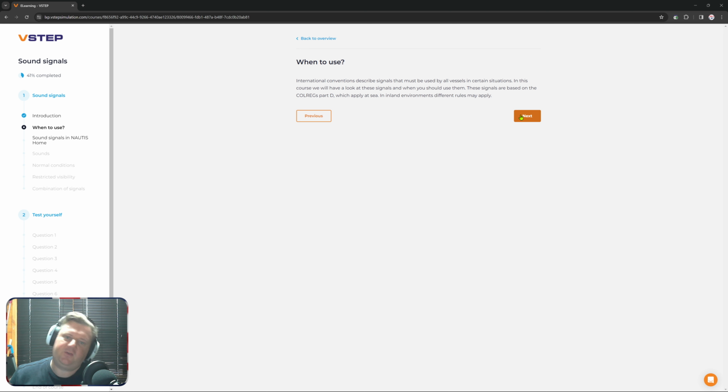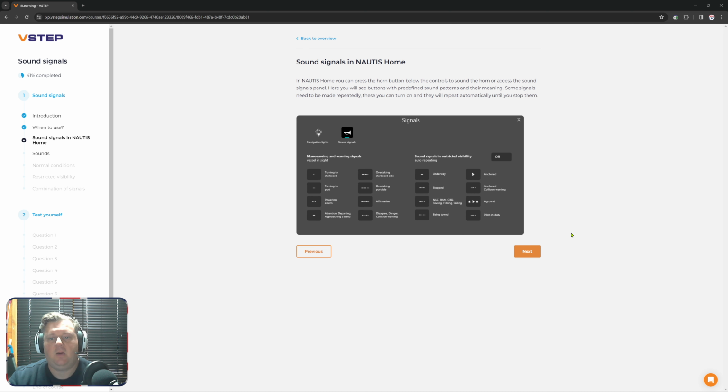The signals are based on the COLREGs Part D, which apply at sea. In land environments, different rules may apply. In NAUTIS Home, you can press the horn button below the controls to sound the horn or access the sound signals panel. Here you will see buttons with the predefined sound patterns and their meaning. Some signals need to be made repeatedly. These you can turn on and off. They will repeat automatically until you stop them.